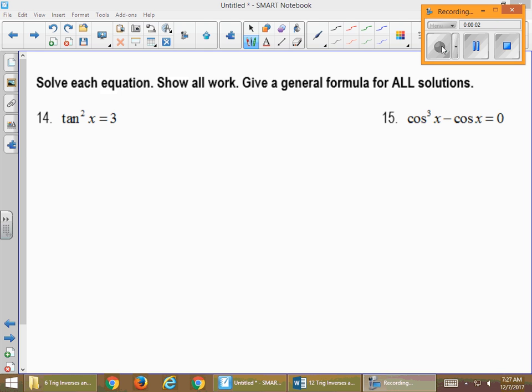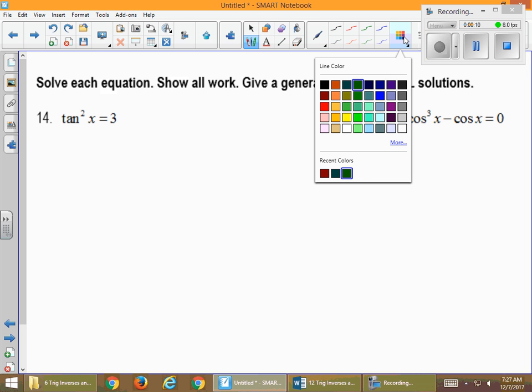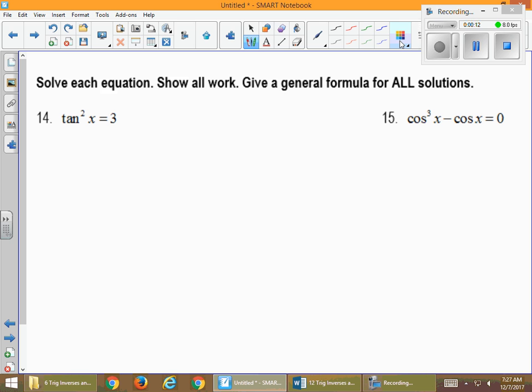Okay, 14 and 15. So with 14 and 15, these are kind of more basic trig equations. With 14, I would not try to factor this one because you have a 3 and that's kind of nasty to factor with. What I would do instead is take the square root of both sides. That is definitely your path of least resistance.